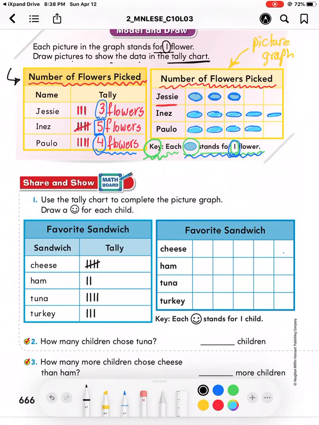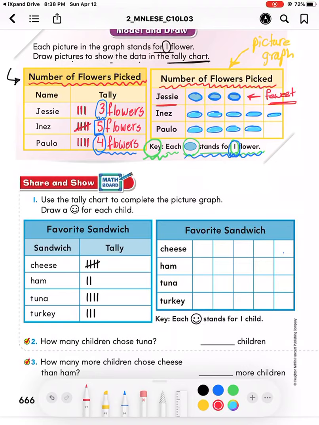So, is it Jessie, Enes, or Ans, or Paulo? Which one? Excellent, it's Jessie. She got the fewest number of flowers. How did I know? I don't have to count here.